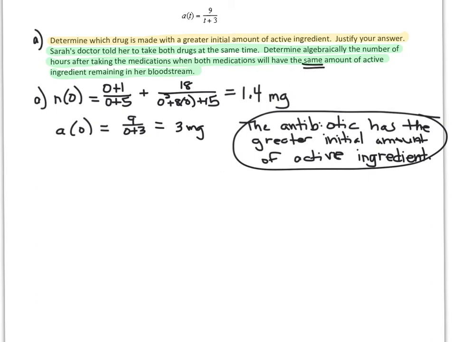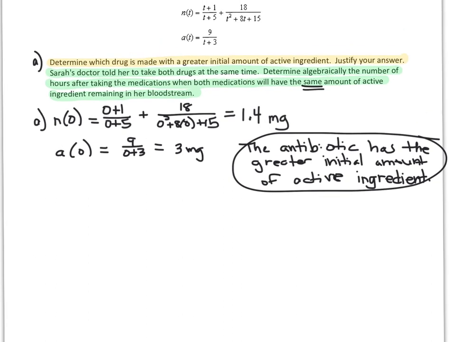If we want to figure out when the medications are the same, let me just scroll back up so we could see both medications. We want to know, when does the amount of drug remaining in her body from the nasal spray equal, right? The same means equal, the amount of drug remaining in her body from the antibiotic. So if we want to know when this is going to be the same as this, we just set them equal to each other.